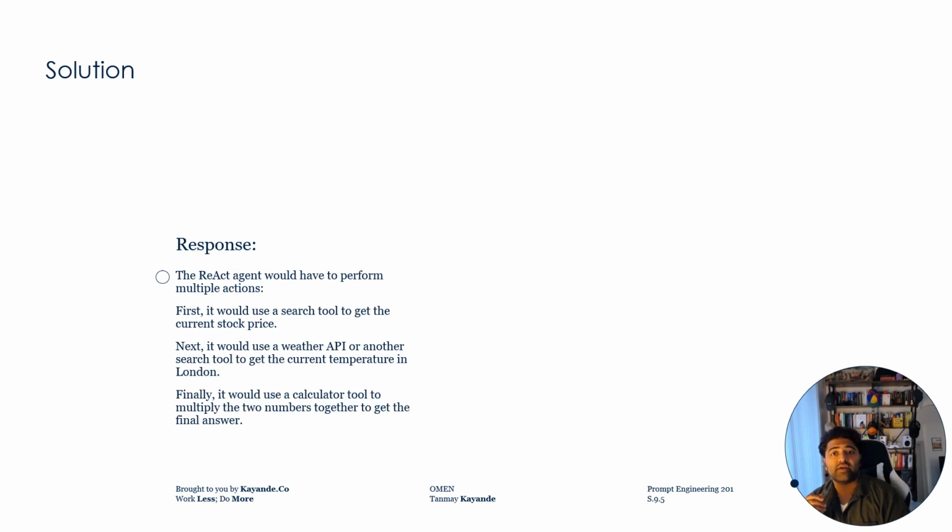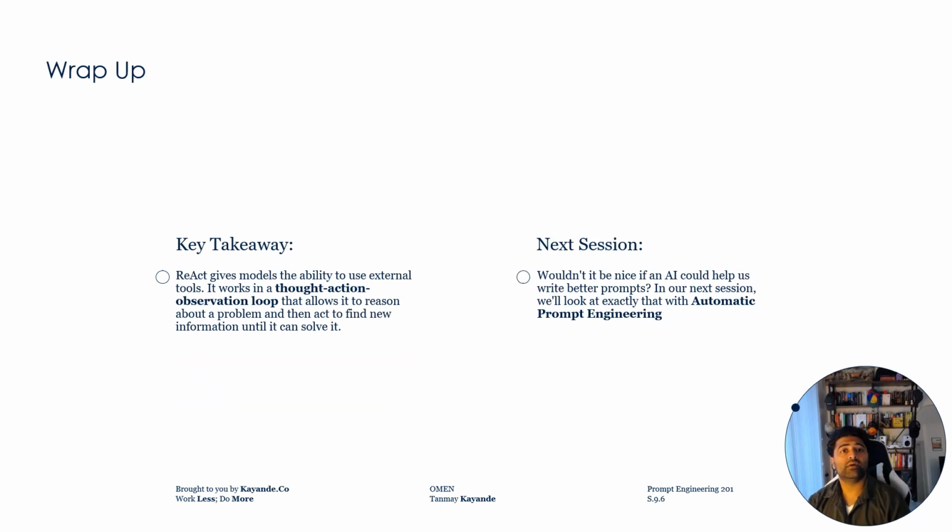A ReAct agent would have to perform multiple actions. First, it would use a search tool to get the current stock price. Next, it would use a weather API or another search tool to get the current temperature in London. Finally, it would use a calculator tool to multiply the two numbers together and convert it into Fahrenheit for the final answer. The main thing to remember is that ReAct gives models the ability to use external tools.